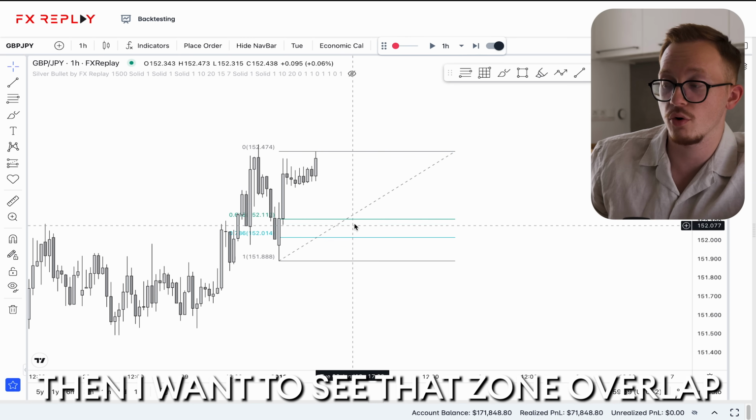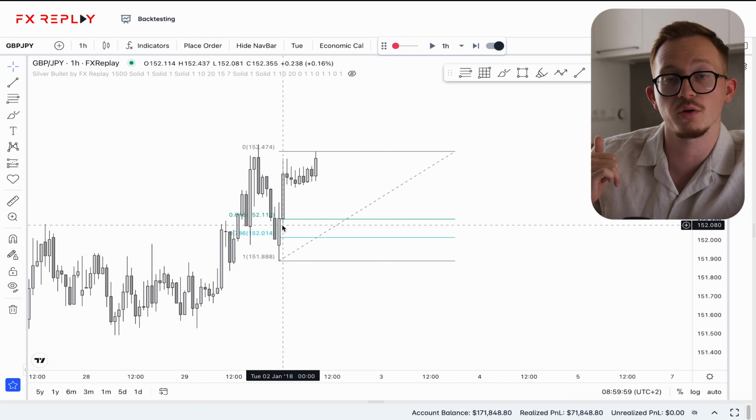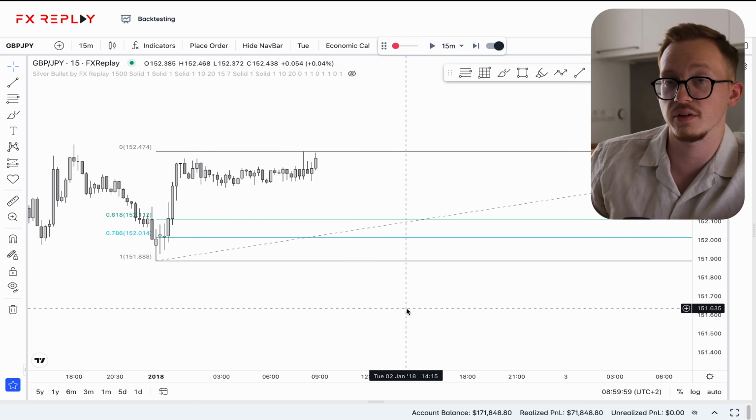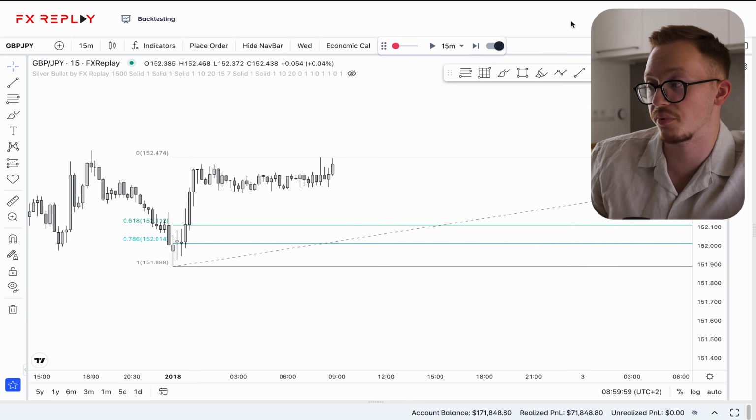Then I want to see the zone overlap with the point of interest area. This is an order block or a fair value gap. In this case, we can use this as an order block. Then we scale down to the 15 minutes and we are just waiting for price to come to that zone.